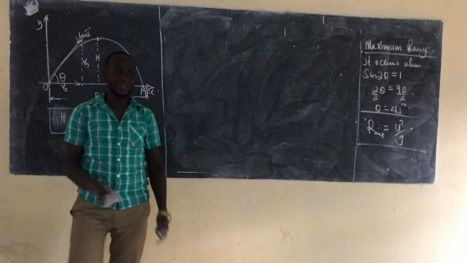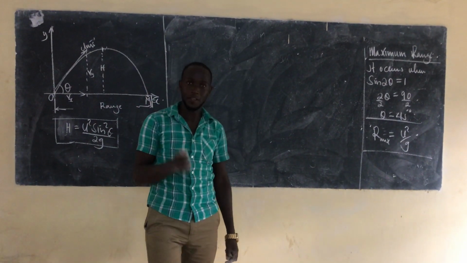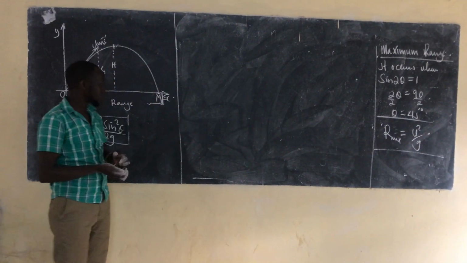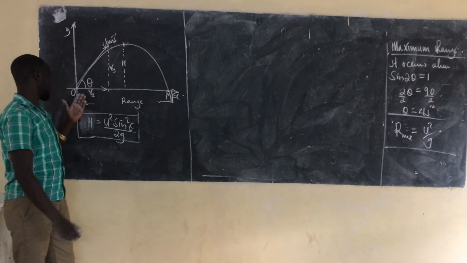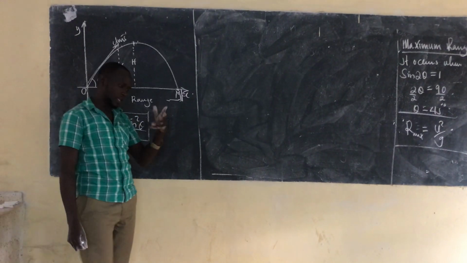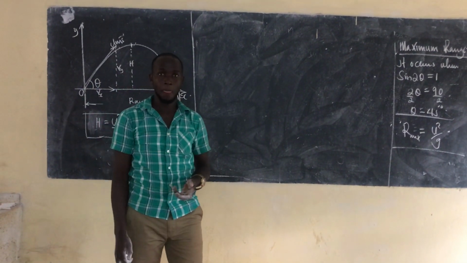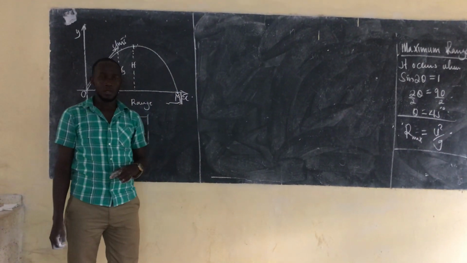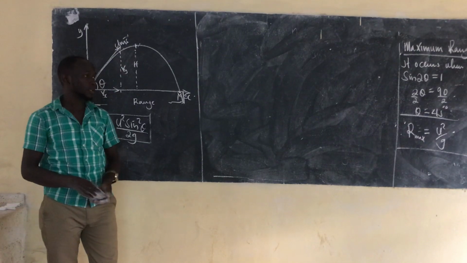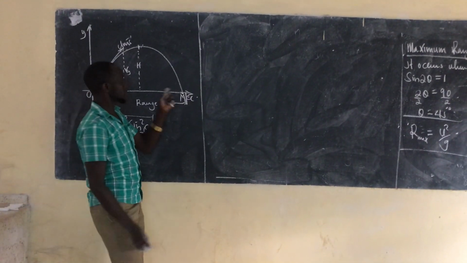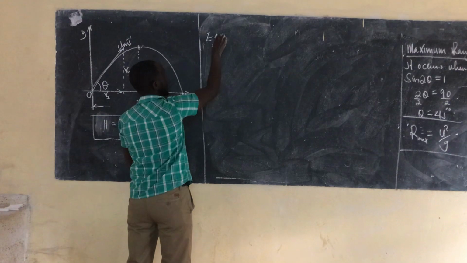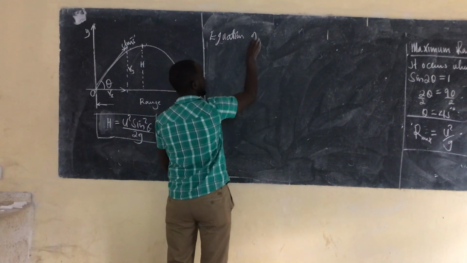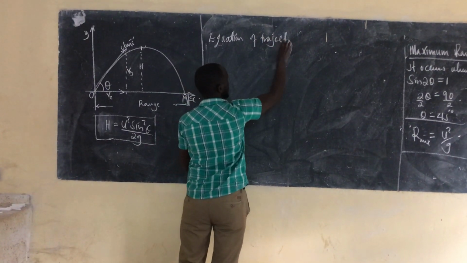Lastly, for this session, we are looking at the equation of trajectory. The equation of trajectory represents a path through which this particle moves until its final place. The equation of trajectory governs the movement of this parabolic motion.